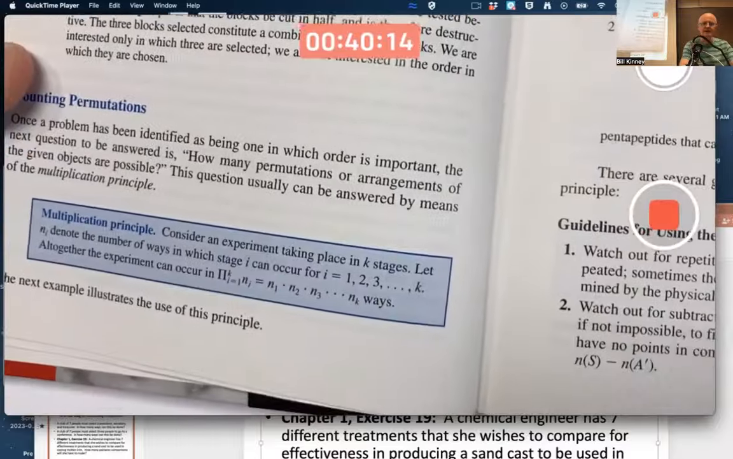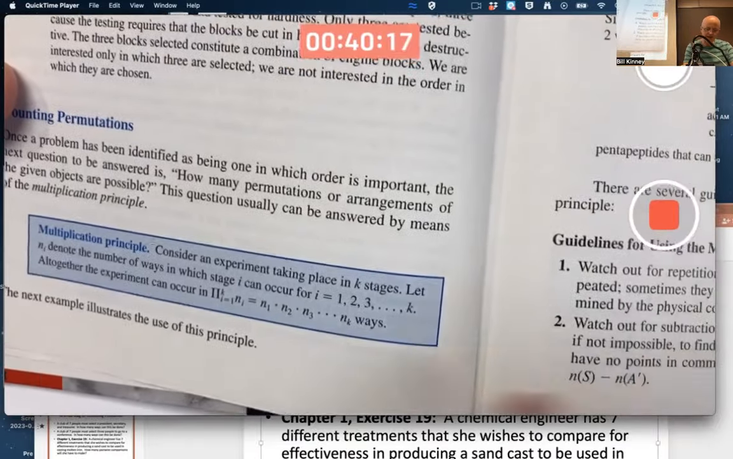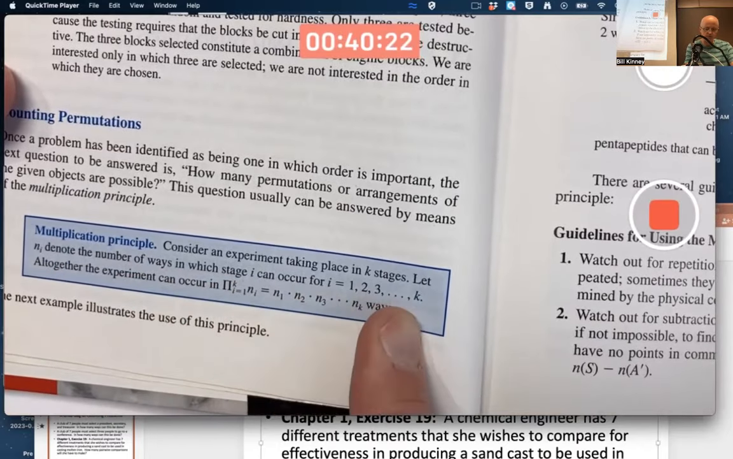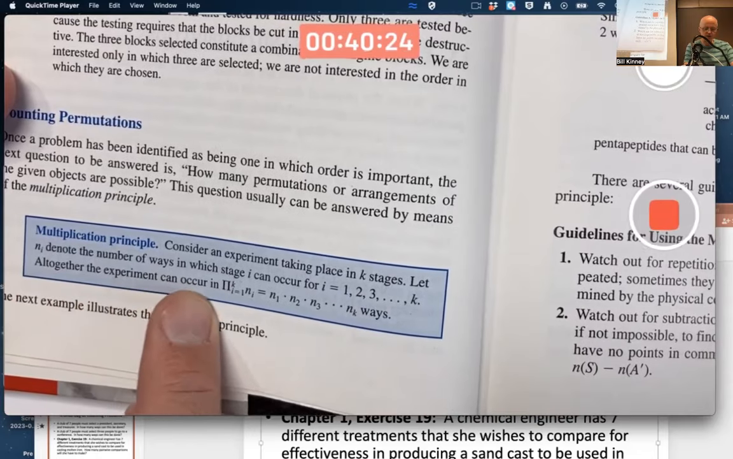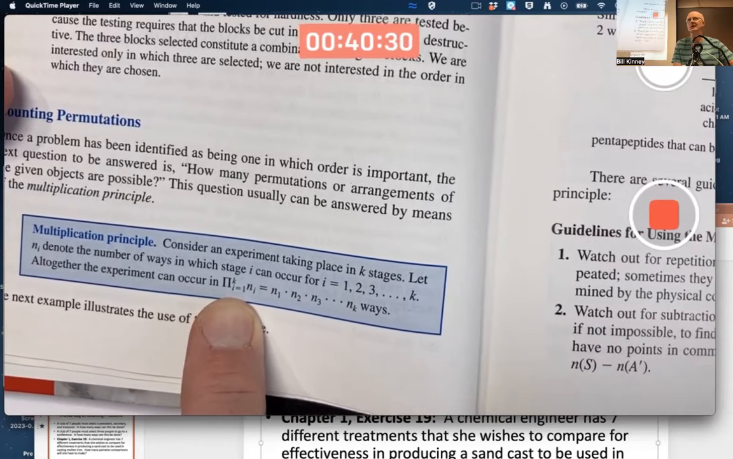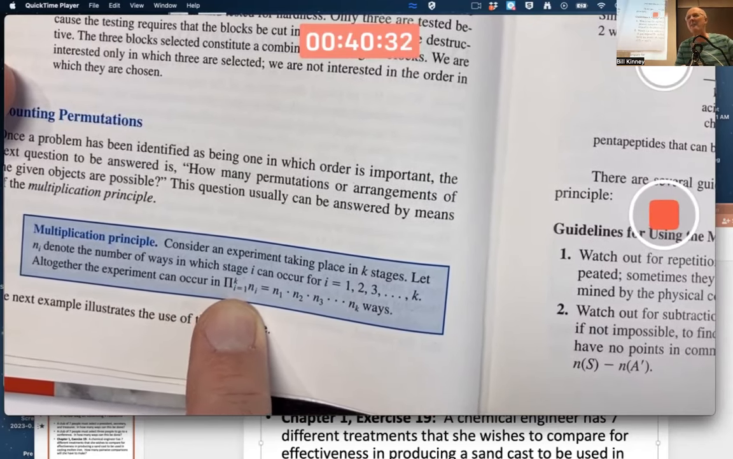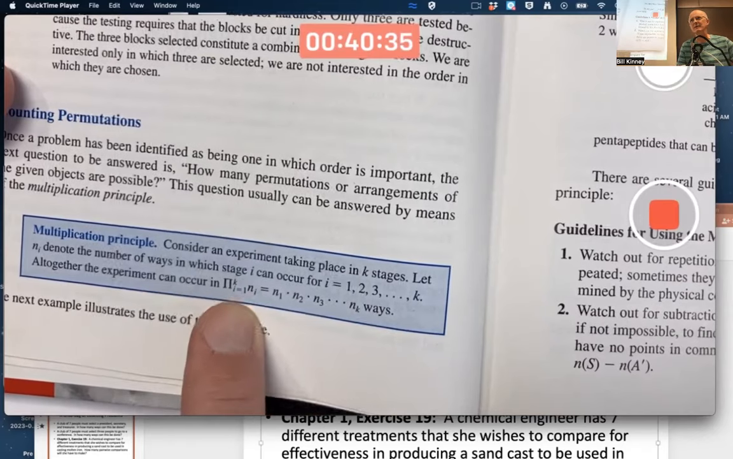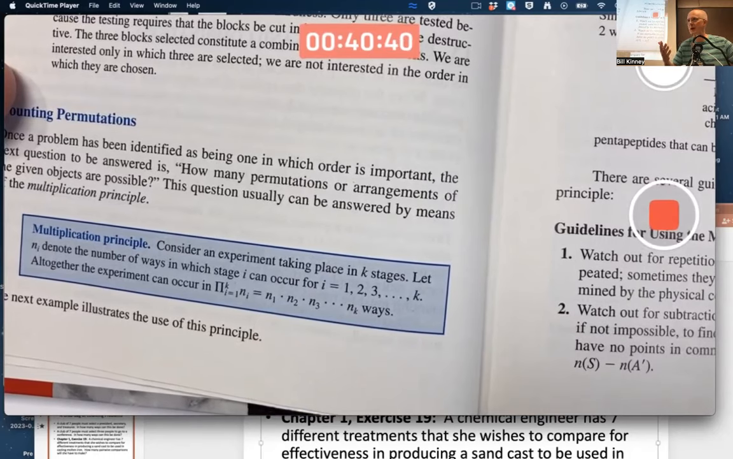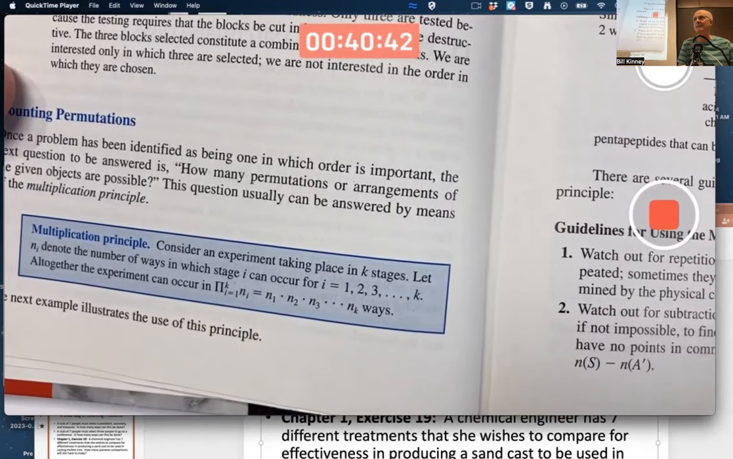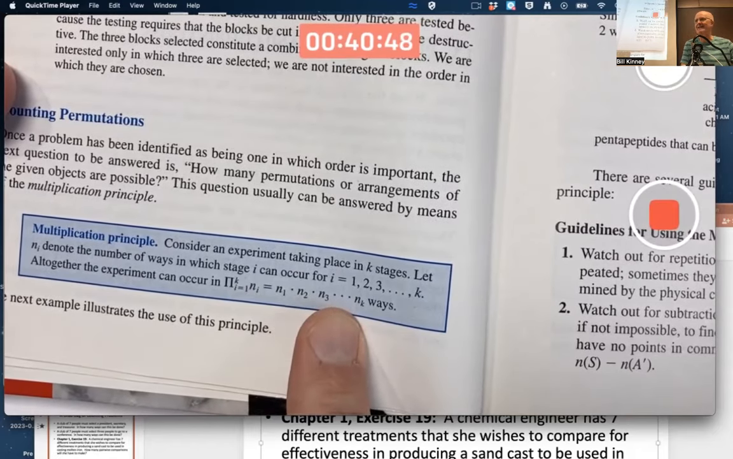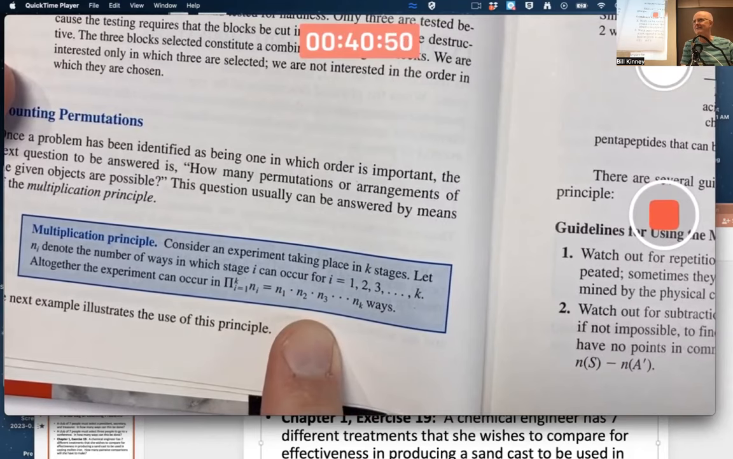Multiplication principle. Consider an experiment taking place in k stages. Let n sub i denote the number of ways in which stage i can occur, for i equals 1 through k. Altogether, the experiment can occur in, what's that? That's a capital pi, meaning product, just like capital sigma means sum. You were confused about that. Sigma starts with an S, just like sum does. Pi starts with P, just like product does. Multiply all those numbers. This is a fancy way of saying a really simple idea.